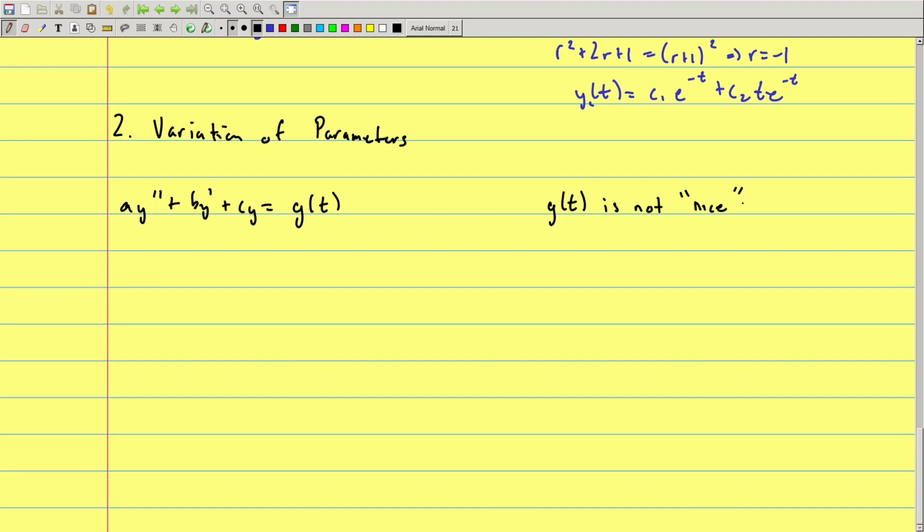Basically, if it doesn't look like a product of polynomials, exponentials, and trigonometric functions, or sine and cosine specifically, then it doesn't set itself up right with respect to linearity in order for us to be able to use the method of undetermined coefficients. So instead of that, we apply the method of variation of parameters. And the method of variation of parameters is based on this idea.